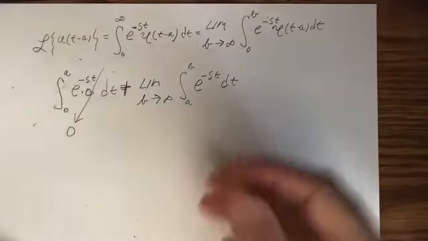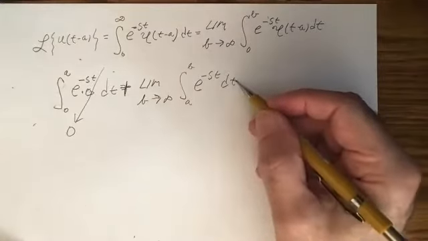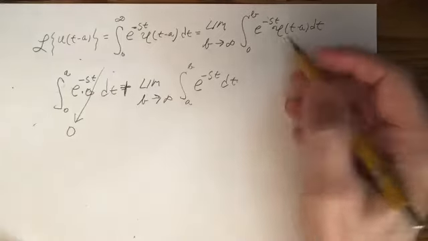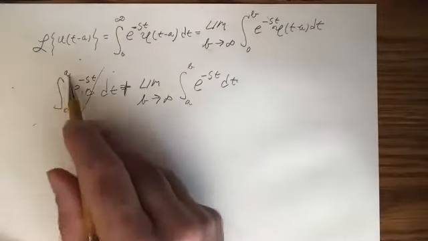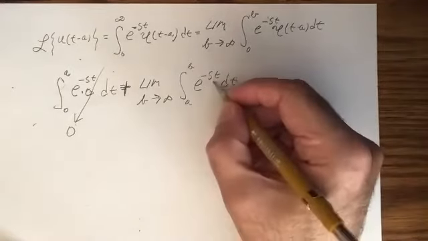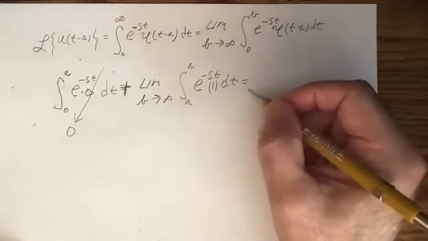Okay, so now I've got the limit as a goes to... right. So this is just one now, right? In other words, from 0 to a, this is 0, but from a to b, this is 1, right? So what do I have now? I just have to do this integral.